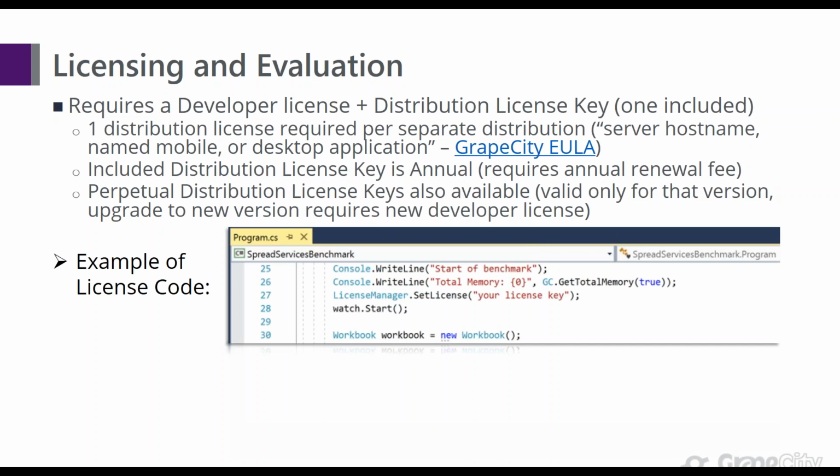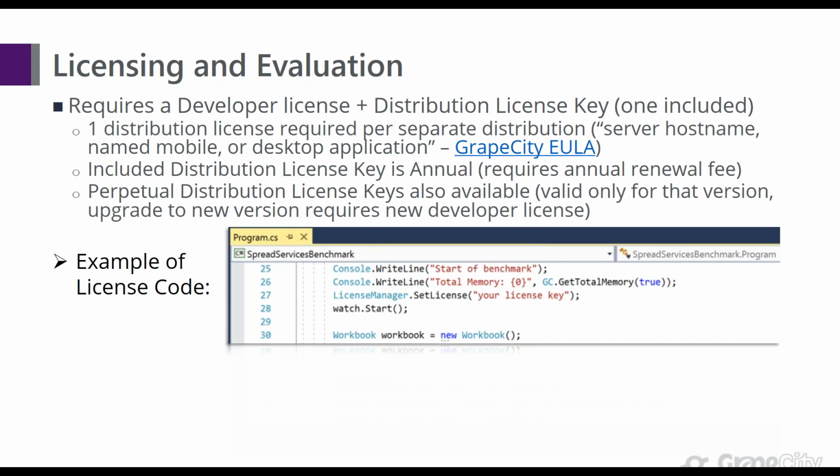Now here's an example of the license code. The license code is actually quite simple. All you have to do is pass your distribution license key, which is just a big long encrypted text string, into the SetLicense method of LicenseManager before you create your first instance of Workbook. And that's it. Once you've done that, it should continue to work without limitation.